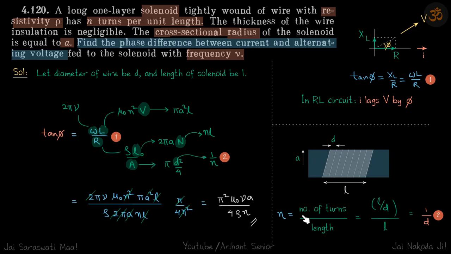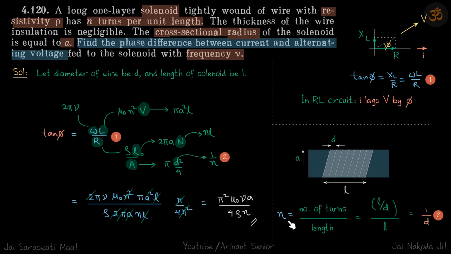So that's a very small proof. We know n represents turns per unit length. So you can see the units, it is turns per unit length. So 1 by n will be length per unit turn. So length per unit turn is diameter. That's why we are writing d in the form of 1 by n.